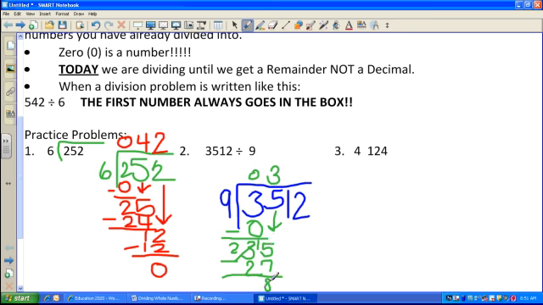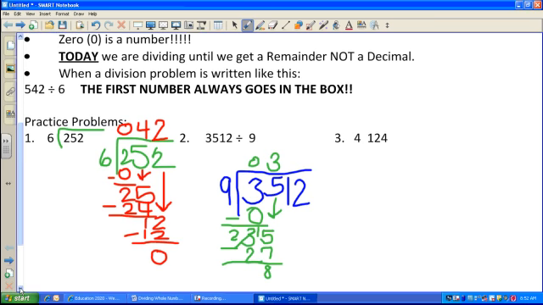And that's another clue. If your remainder is larger than what you're dividing by, then you know you can make another group. So that's kind of a clue. Sometimes that happens. All right, so 8 is a remainder, and the next number I need to divide into is 1. So I'm going to drop that down next to the 8. How many groups of 9 can I pull out of 81? Well, I know 9 times 9 is 81, so putting that 9 above the 1. 9 groups of 9 is 81.